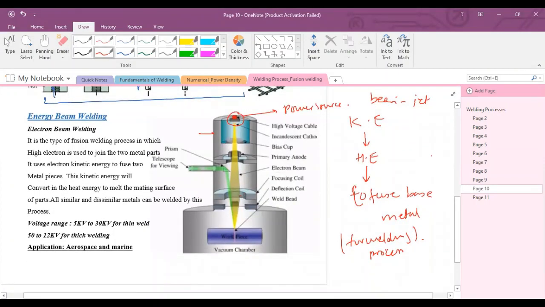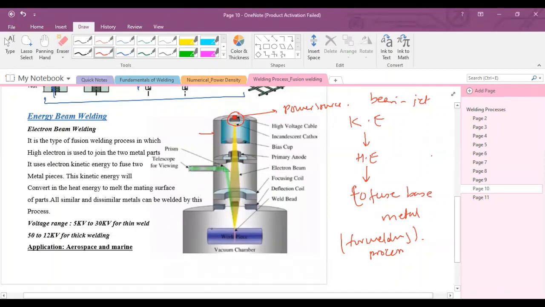Moreover, this high jet of electrons strikes the workpiece or strikes in the weld cavity. This apparatus or this unit directs the high velocity electron beam to the weld cavity, where its kinetic energy is converted into heat energy due to collision with the workpiece. This energy is required to create the weld by fusion.